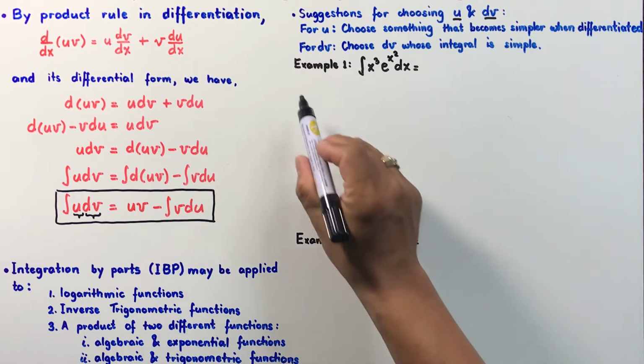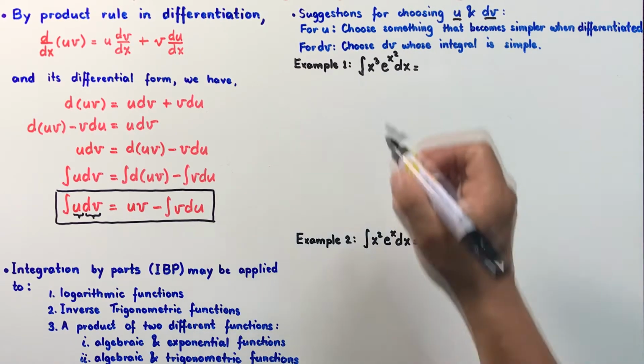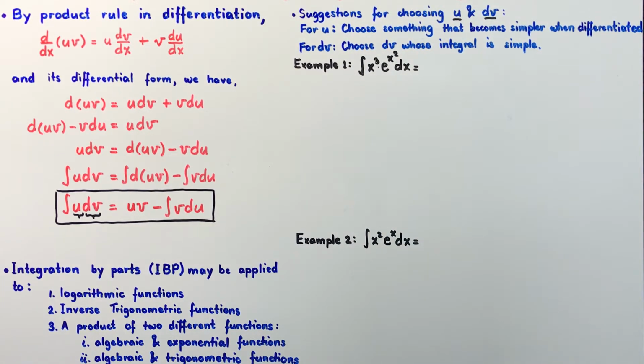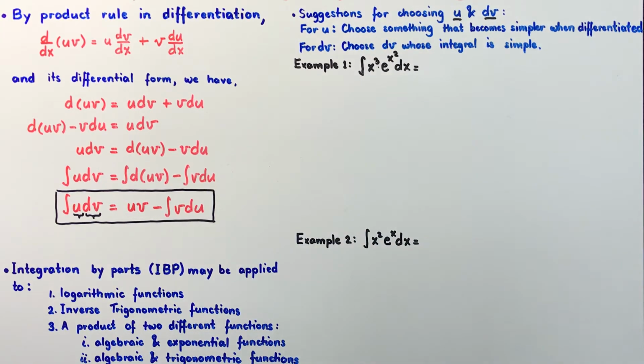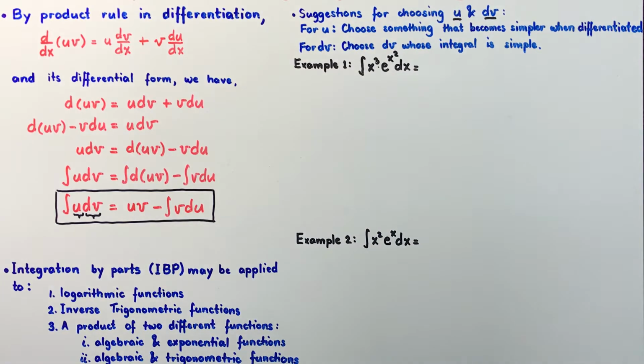So for example, example number 1: what is the integral of x cubed times e to the power x squared dx? Now you notice that this integrand is a product of two functions, wherein the first factor is an algebraic function and the second factor is an exponential function. So it falls in the first category of products of two different functions.